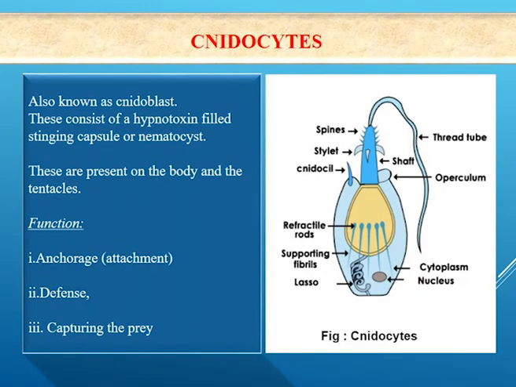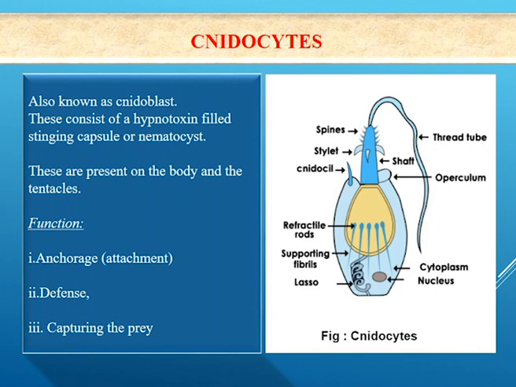Now, we have specialized organs called cnidocytes, also called cnidoblasts. They contain hypnotoxin fluid in the nematocyst, or the stinging capsule. As any food particle or zooplankton moves in the water, it is quickly stung and the hypnotoxin-filled capsule is released, such that it harms the prey and engulfs it in the body. These are present in the tentacles.